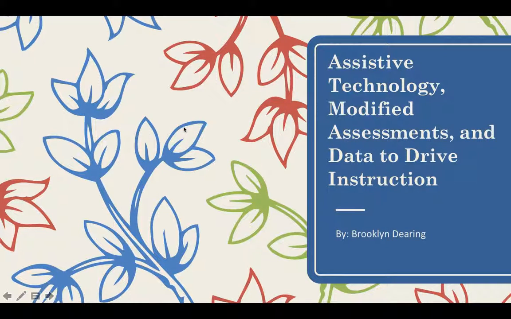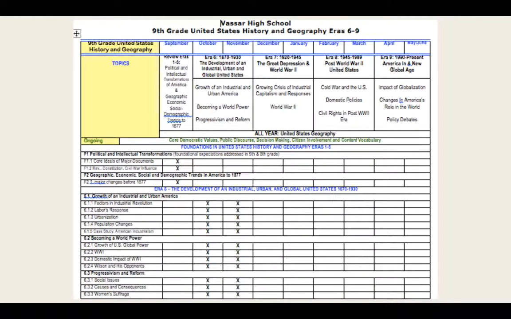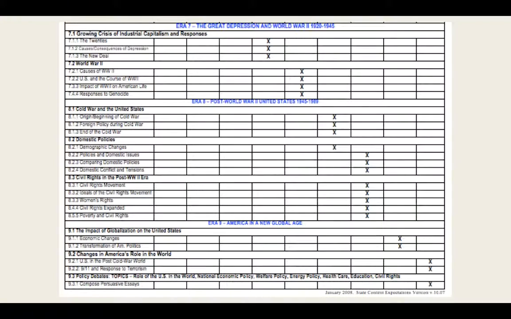This presentation is on assistive technology, modified assessments, and data to drive instruction. Here we have a course instruction for 9th grade U.S. History and Geography. I focused on Era 7, the Great Depression and World War II, specifically the World War II section.